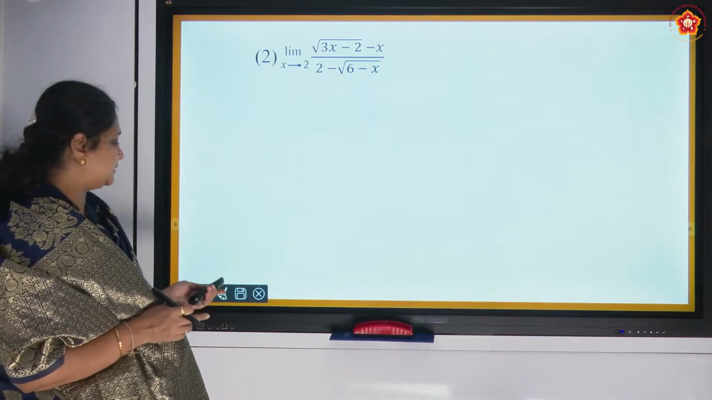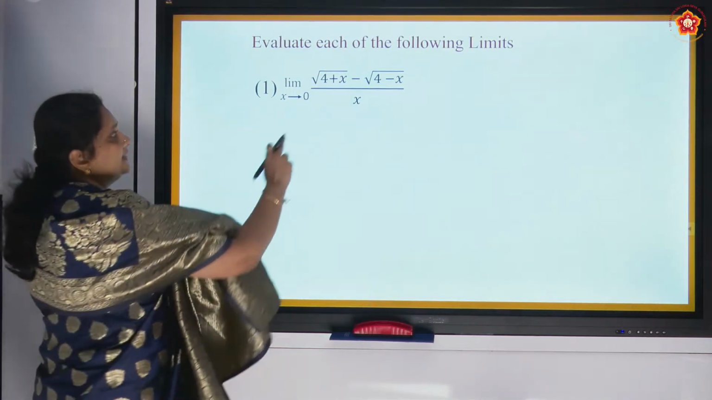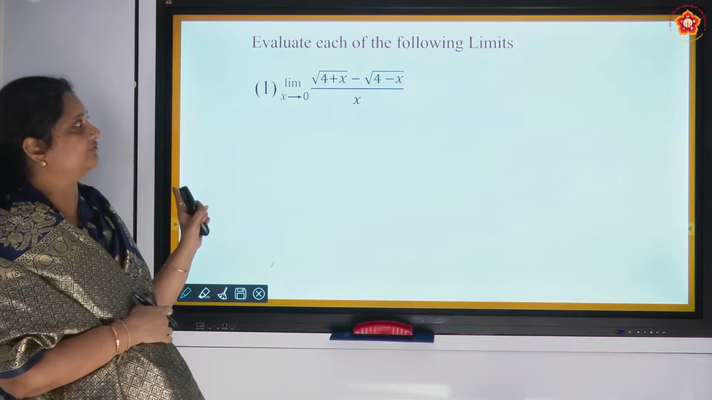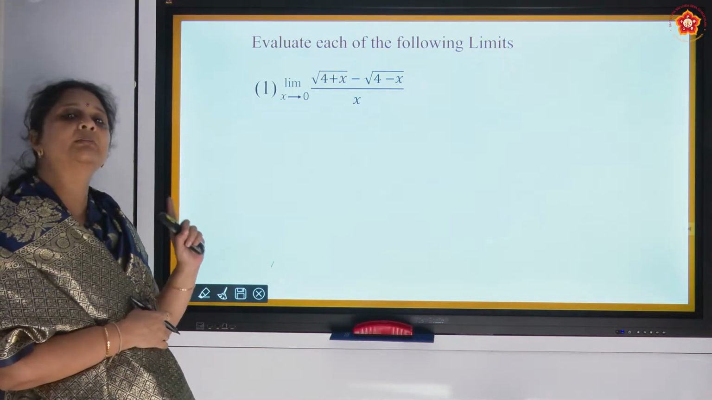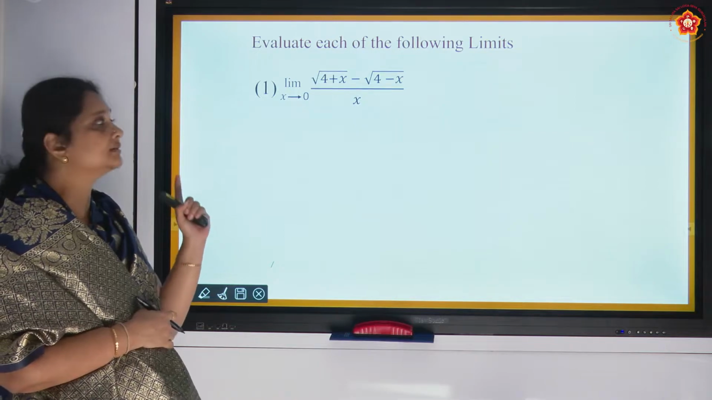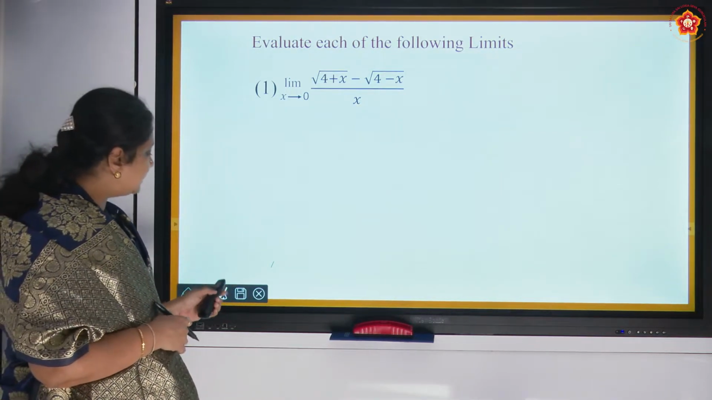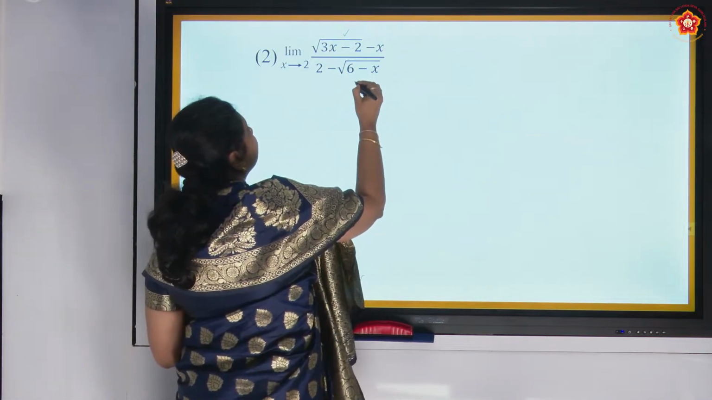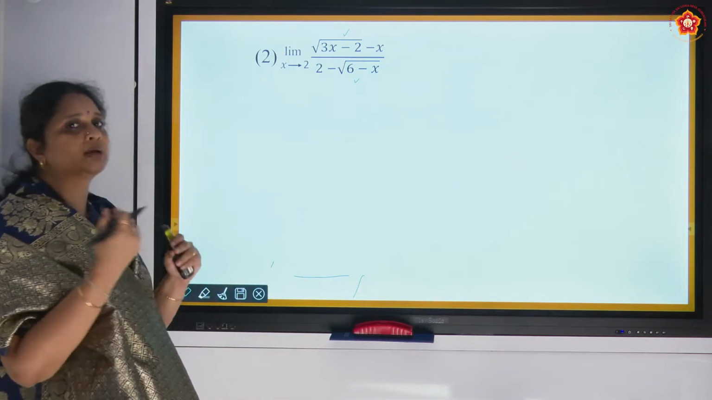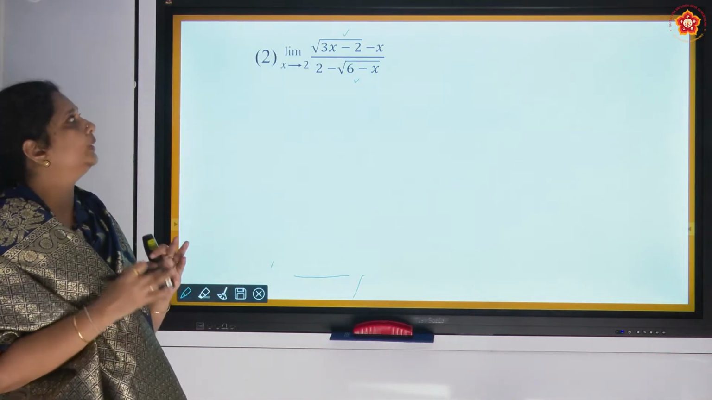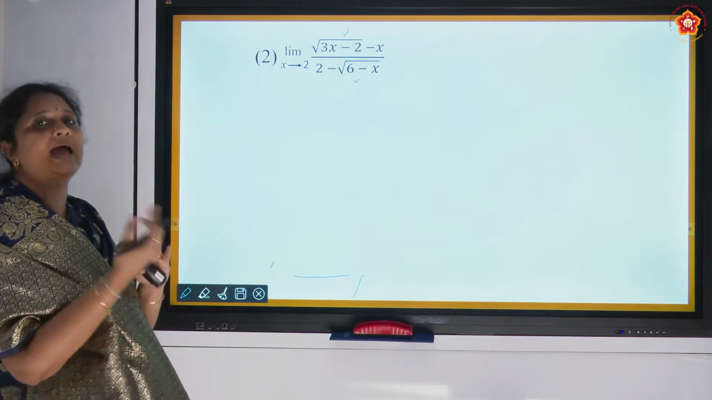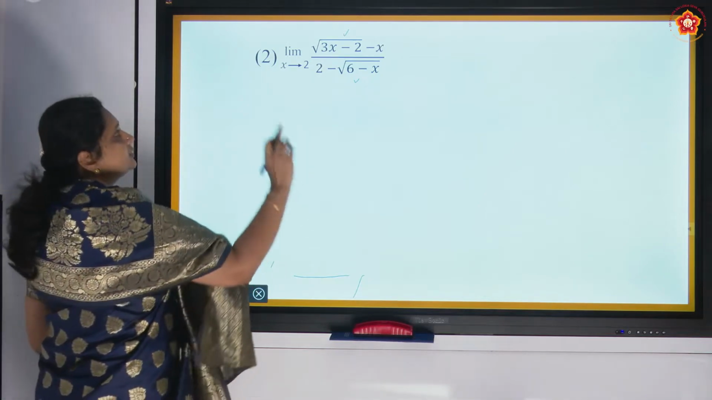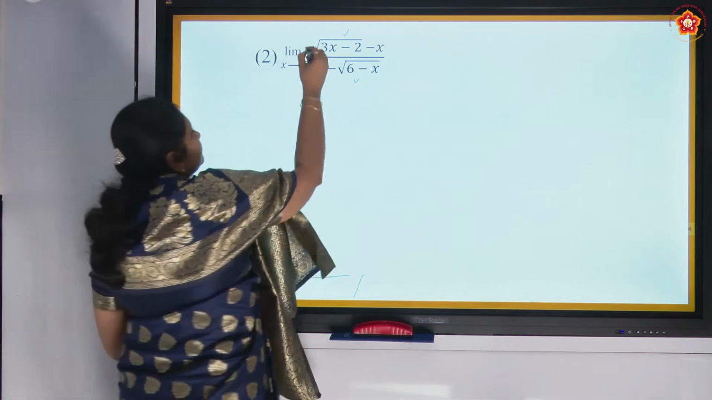So what do I do? In the previous question, what did we see? We had irrational factors. We tried to rationalize them, right? We had irrational factors on the numerator, so we multiplied by its conjugate, meaning the rationalizing factor of the numerator. But in this question, if you observe, there's an irrational number here and here, both on the numerator and on the denominator. So now what do we do? We'll try to rationalize both the numerator and the denominator, and then try to substitute the limit and see what happens to the function.